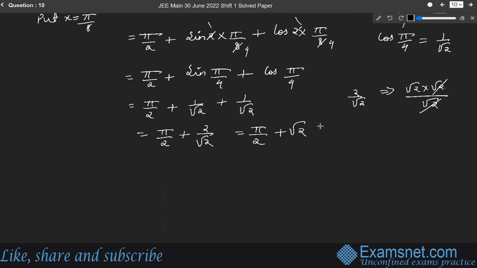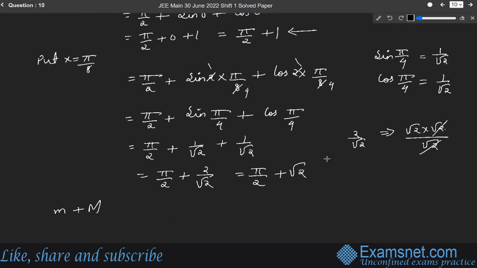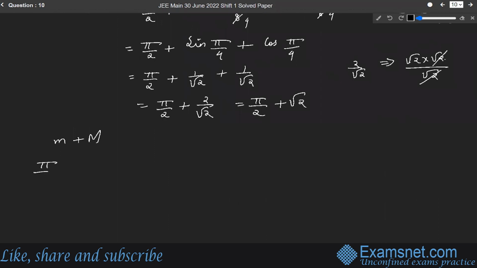In this question, we have to find small m plus capital M. What is small m? The minimum value, the value that we got when we put x equal to 0. So the value is pi by 2 plus 1. Now we have to add capital M. What is capital M? It is the maximum value. So the maximum value is pi by 2 plus root 2.